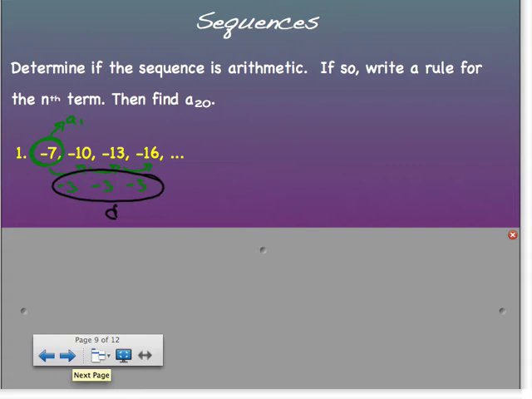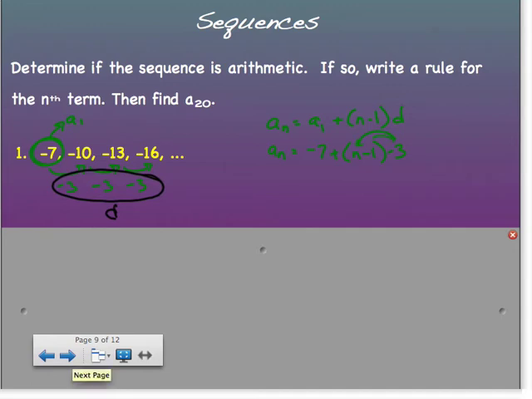If I come over to the side and write this out, I know that a sub n equals a sub 1 plus the quantity n minus 1 times d. Plug in what you know. You have a sub n equals, a sub 1 is -7, plus n minus 1 times d, which is -3. You could leave it like this, but we all know it's something that we can simplify pretty easily. So let's go ahead and do that.